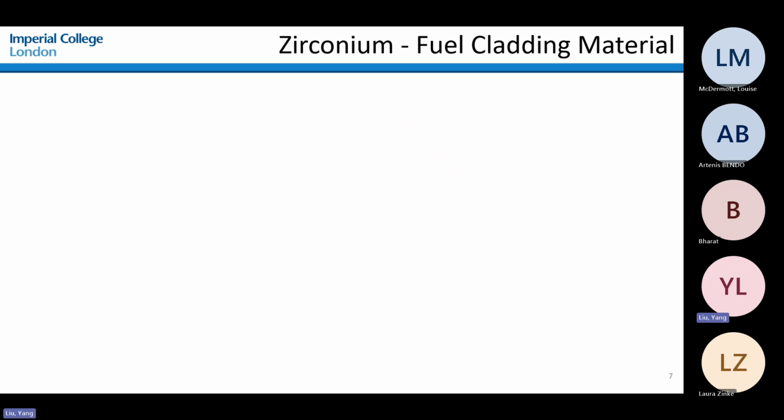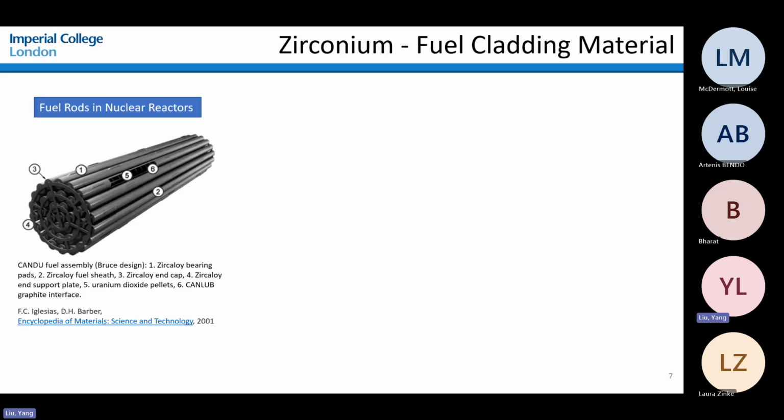So, going to the details of my research here. My research is focusing on zirconium, which is a fuel cladding material, one major part of nuclear energy. These fuel cladding materials would be used in the bearing pads, fuses, and caps, and also supporting plates, etc., which is back then a typical CANDU reactor.